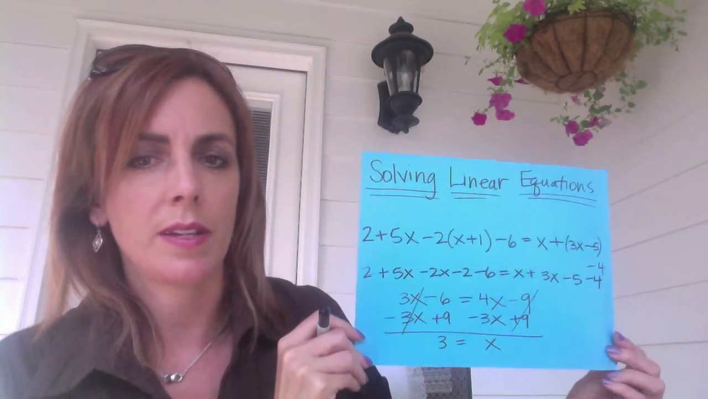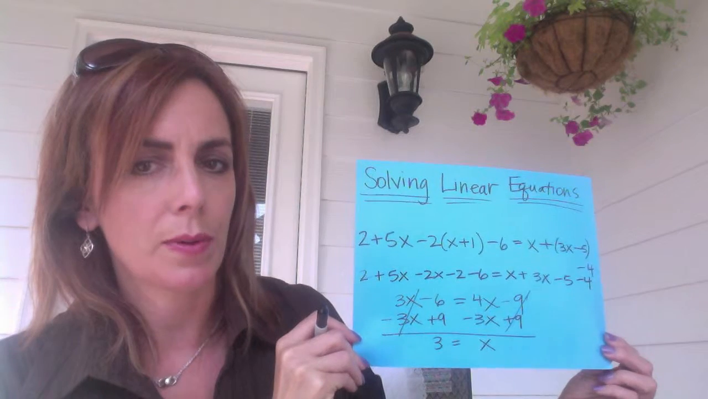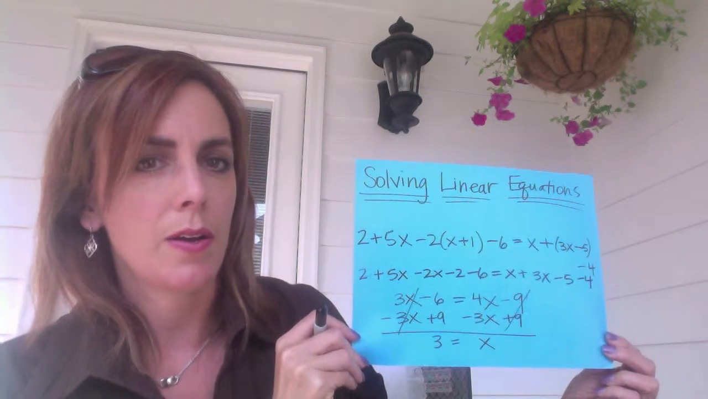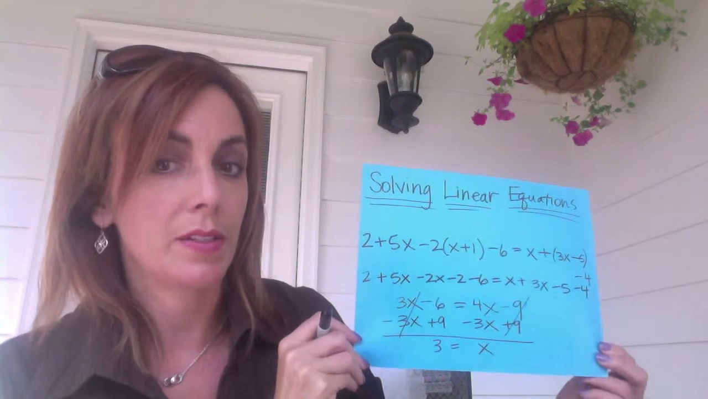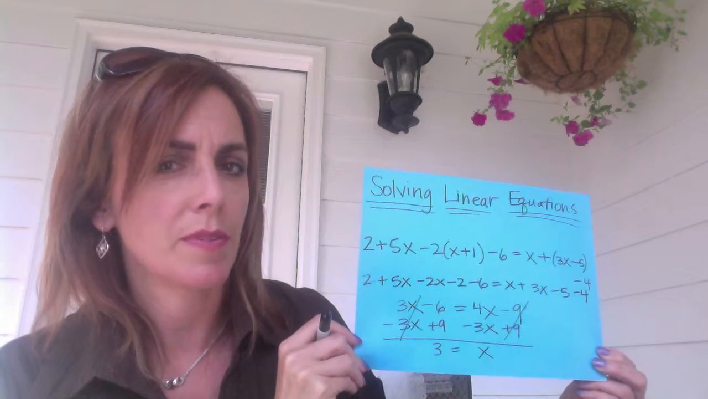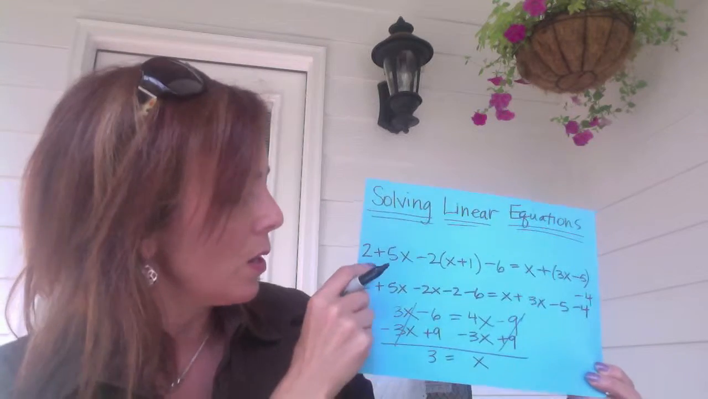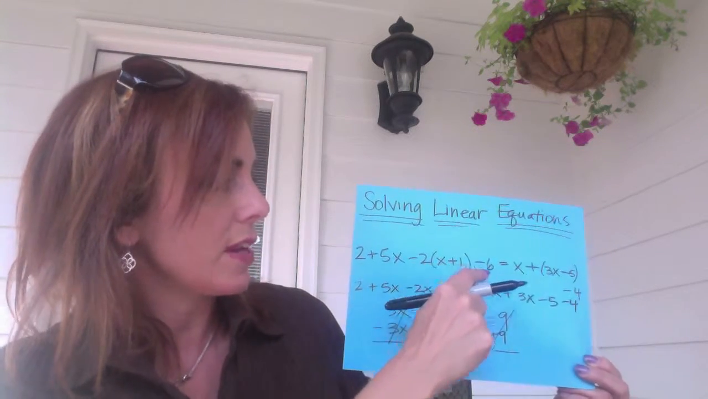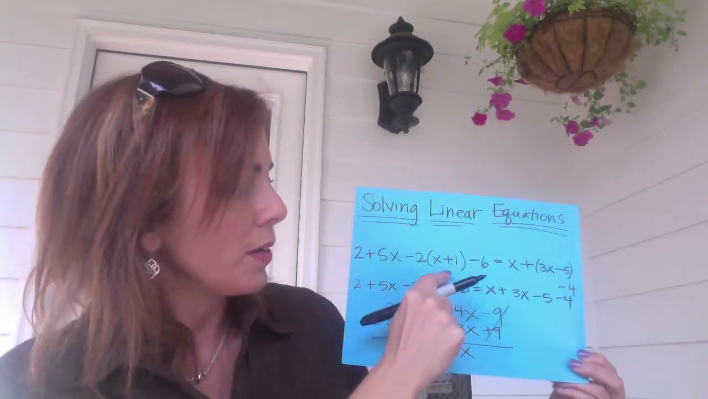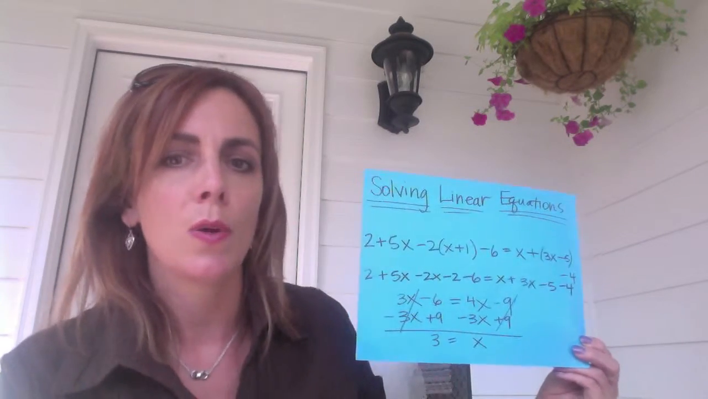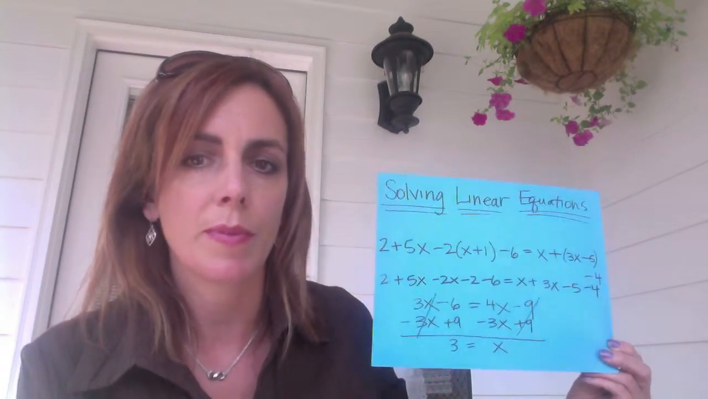Okay, all said and done, and we get x is equal to 3. Now the great thing about solving algebraically is you take that x equals 3 and you substitute it back in, and you should get a true statement. When you put the 3 in for every x value, here, here, here, and here, we should get a true statement.